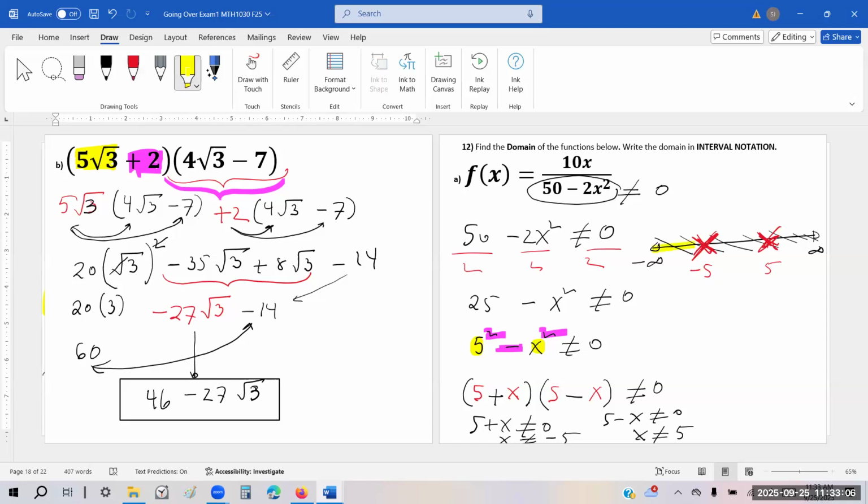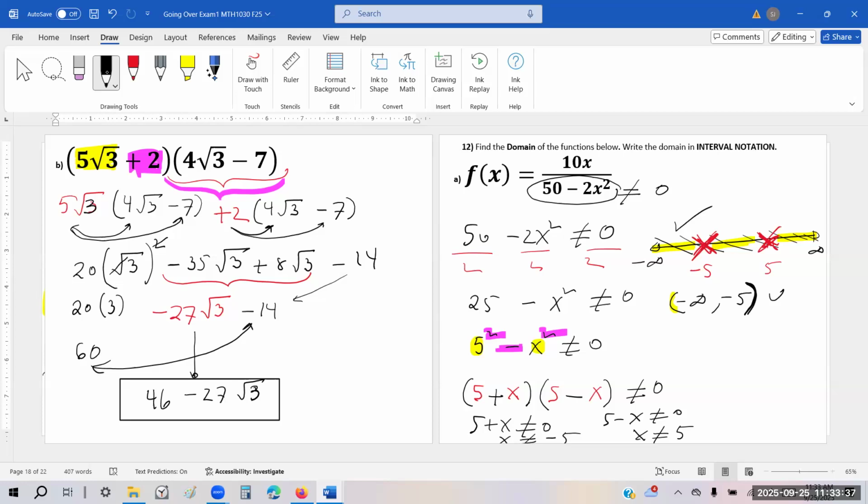So you have 3 sets of intervals. Everything else besides these two numbers. So negative infinity to negative 5. And since you cannot use negative 5, what should be your boundary? Bracket or parenthesis? Parenthesis. Parenthesis means you cannot use, means it's a hole. You cannot use that. So this is your first set.